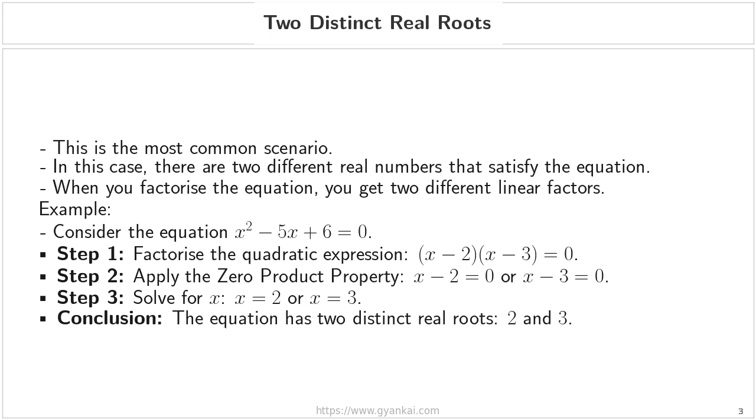So, to conclude, we can see that this equation has 2 distinct real roots, 2 and 3. This is a perfect example of the first category we discussed, where the solutions are 2 separate, unique values.